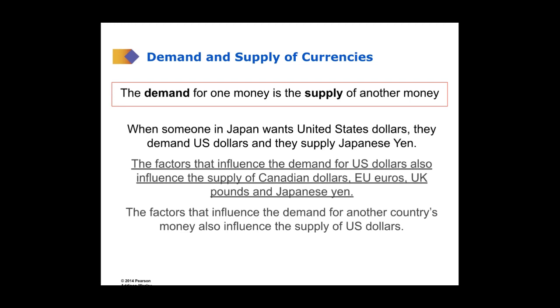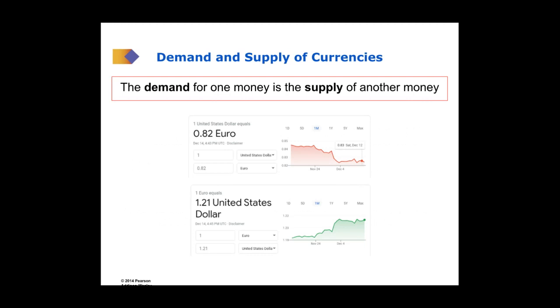So we can see here another example between the euro and the dollar. The demand for one currency is the supply of the other. Back in December, one US dollar was equal to 0.82 euros, which is the same thing as saying 1 euro is equal to 1.1 United States dollars. So there's this reciprocal nature between the two currencies. The exchange rate is the price of one currency in exchanging for another currency, and the demand for one currency is the supply of another currency.